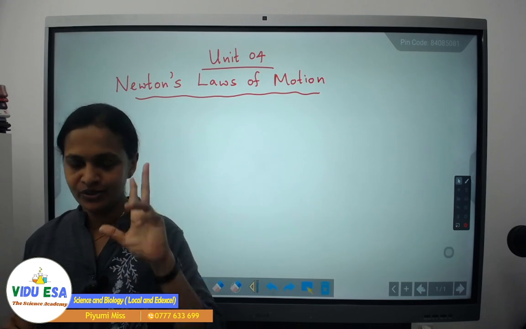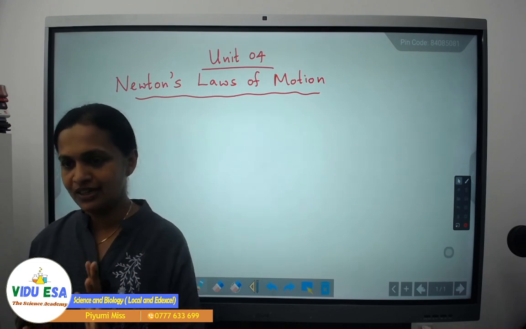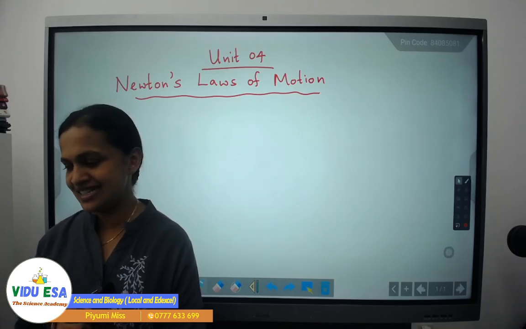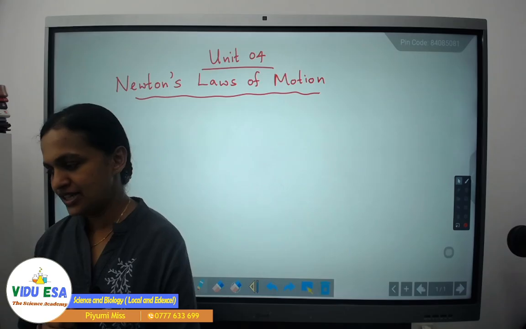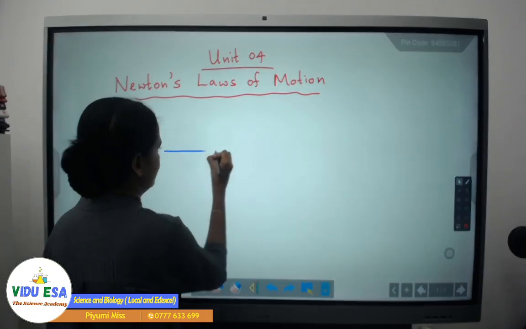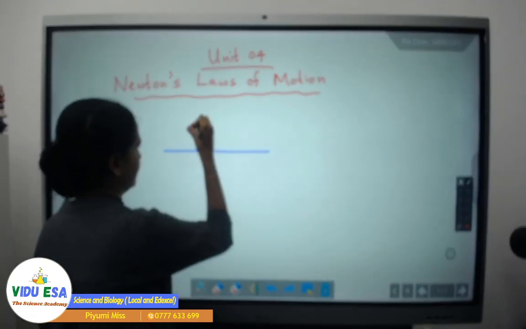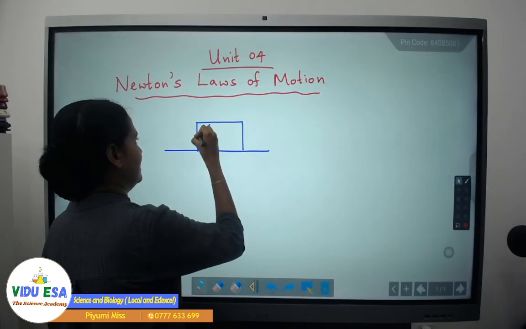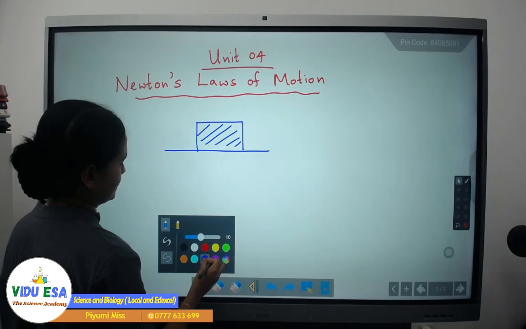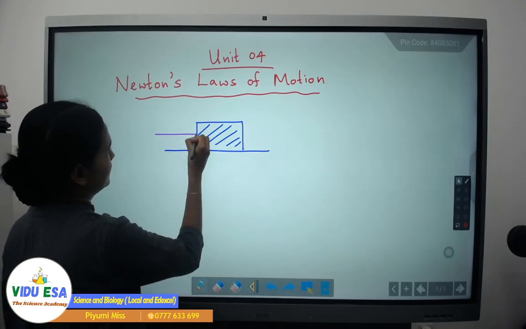Before we move on to the 3 laws of motion, I will let you know these facts. Imagine there is an object. Our fifth unit is based on friction, and there also we have to discuss this. Some of these things will be included in that lesson also, because these lessons are connected.